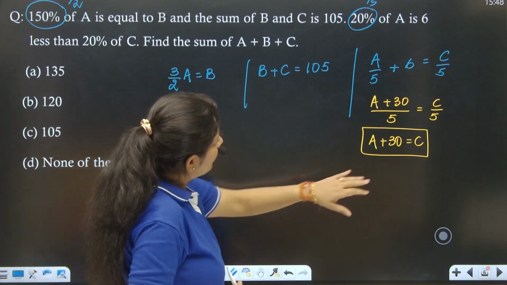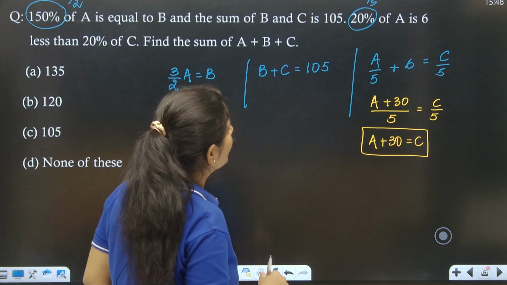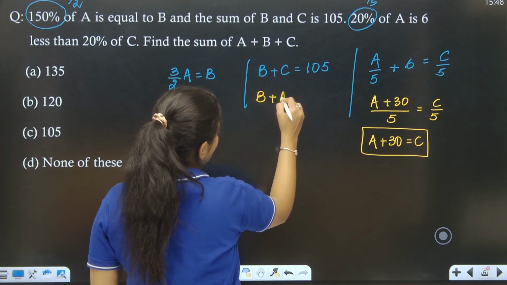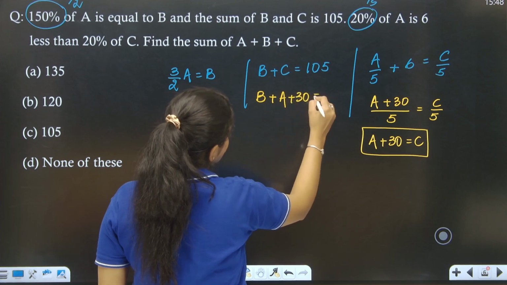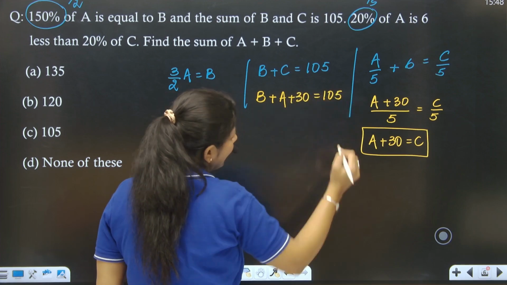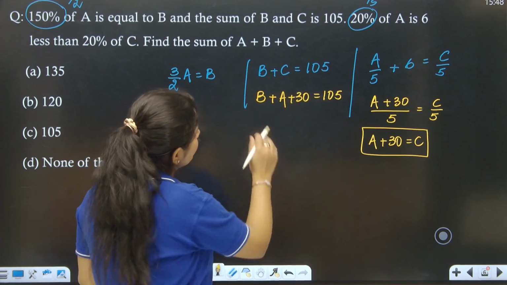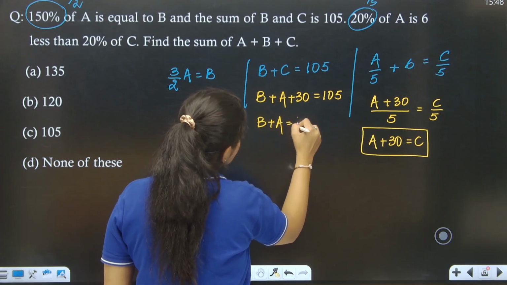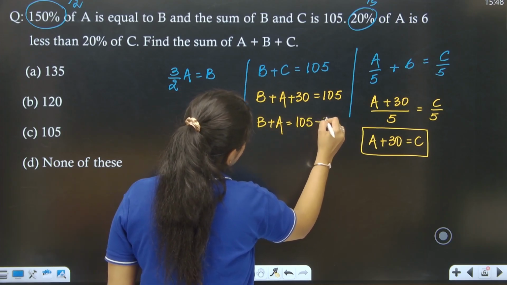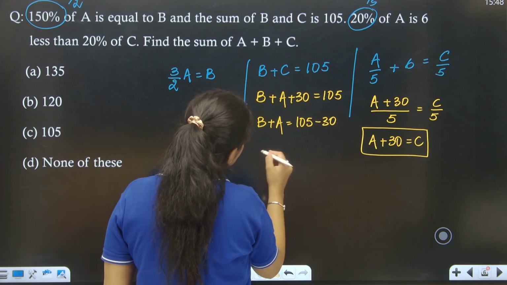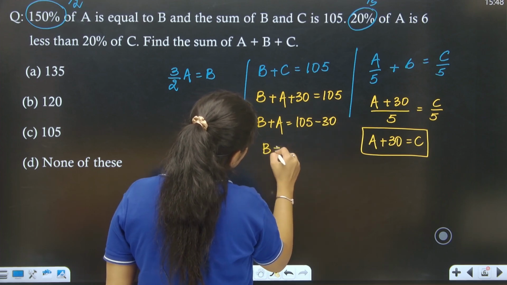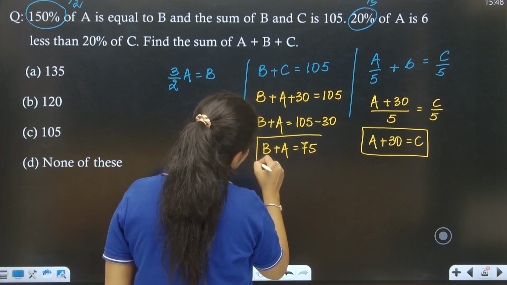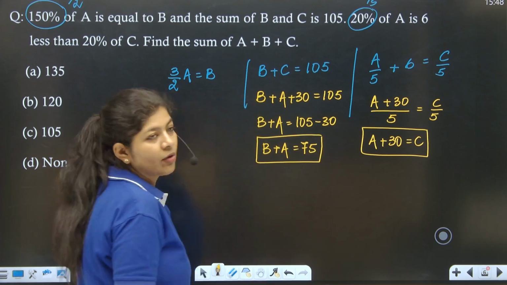Okay, so if I put this over here, what can I write? I can write b plus a plus 30 is equal to 105, right? So here I am getting b plus a is equal to 105 minus 30. So this is nothing but b plus a is equal to 75, right? This is the relation that I got over here.